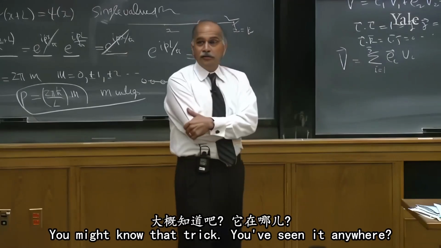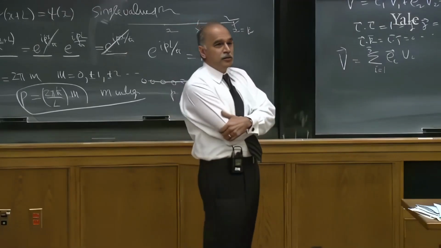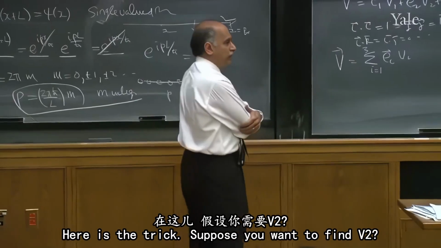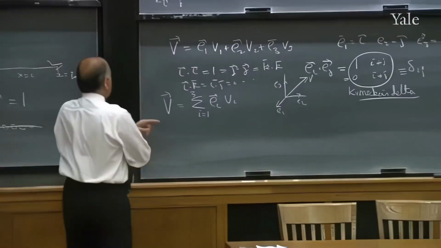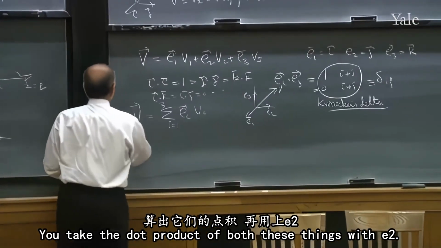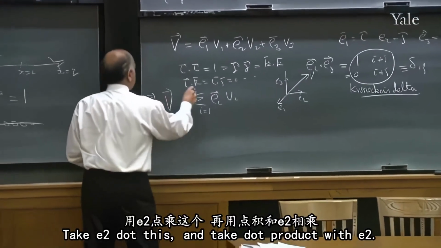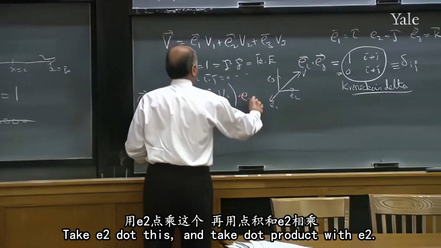You've seen it anywhere? Okay, here is the trick. Suppose you want to find V2. You take the dot product of both these things with E2. Take E2 dot this and take the dot product with E2.